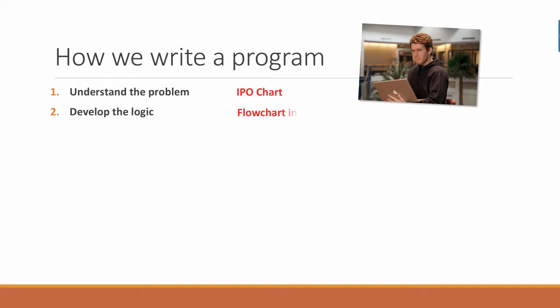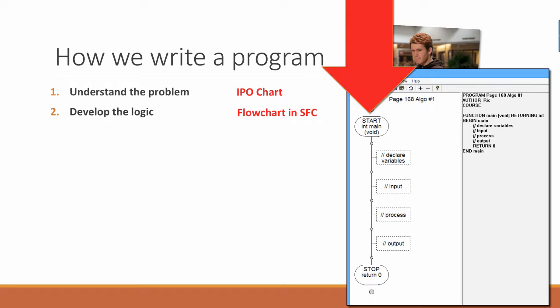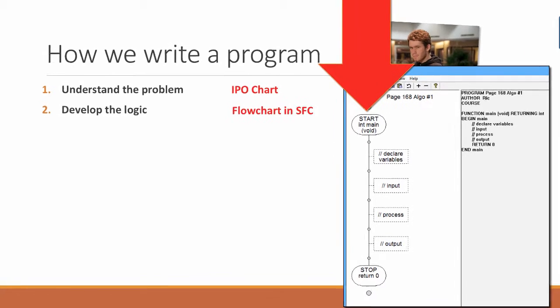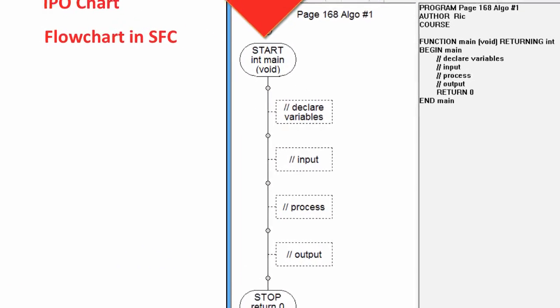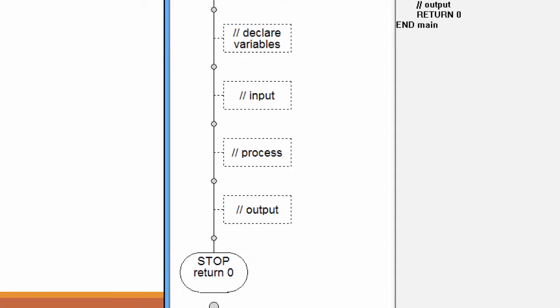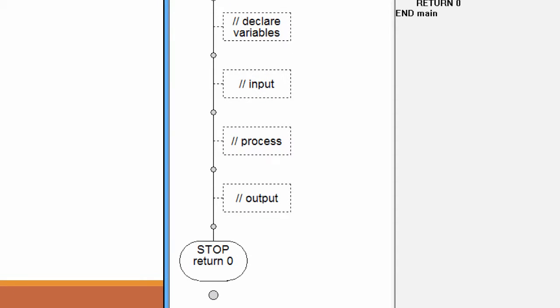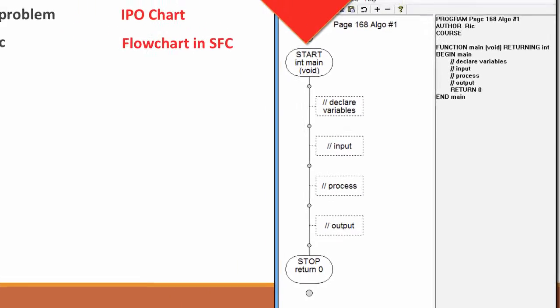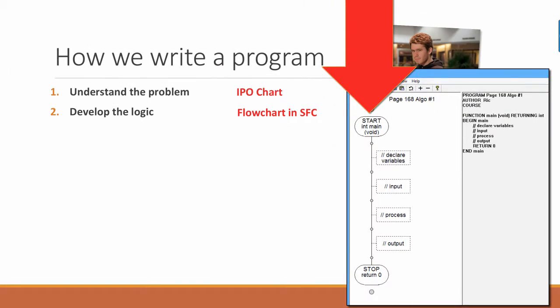Once we understand the problem, we want to develop the logic, and we're going to do this in a program called SFC, Structured Flowcharting. And this is a flowchart. This gives us the logic of what the sponsor or the author of the program wants to do. So at that point, we're going to start and we're going to stop, and there are going to be a bunch of steps in between. We do that with SFC, and that SFC program is available to you online under SFC. It's available to you from the instructor, or it's available to you in Blackboard.